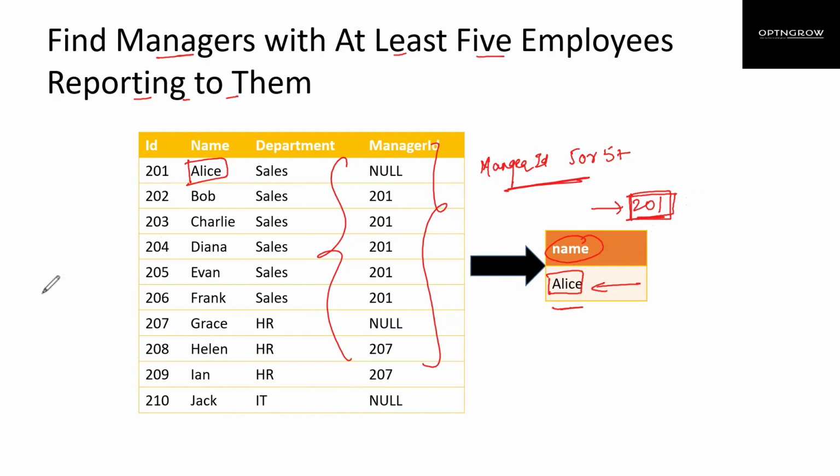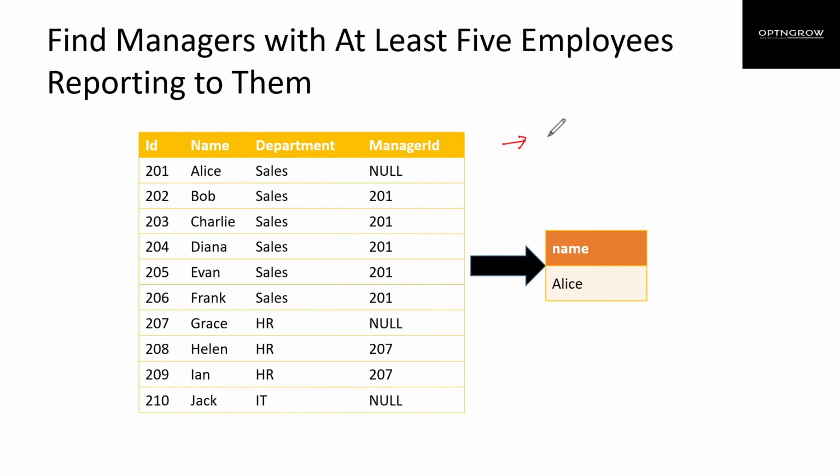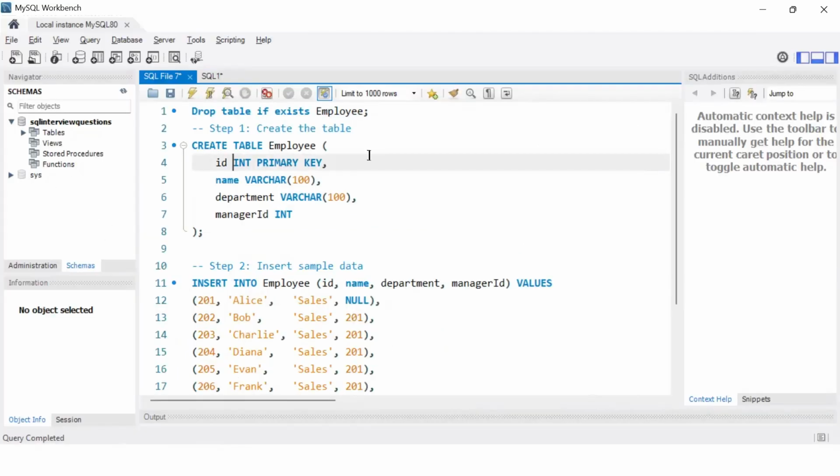So here we are going to have 2 steps. The first step would be to find the manager ID which is repeated 5 times or more than 5 times. The second thing that we have to do is get the name of these manager IDs. As simple as that. I hope I'm clear with the question. So let's quickly write the query for this question.